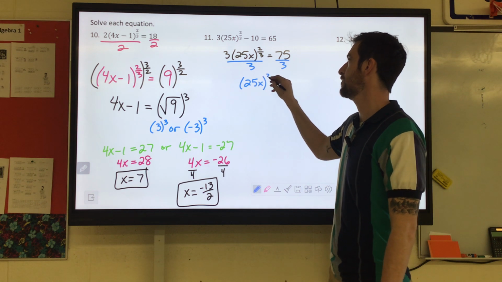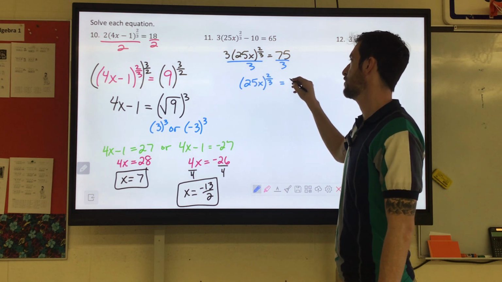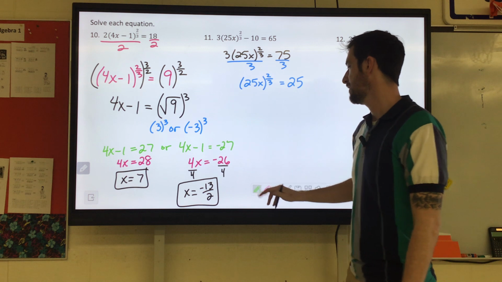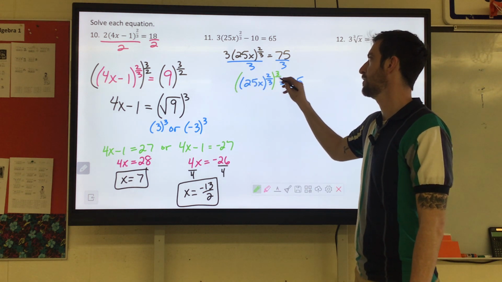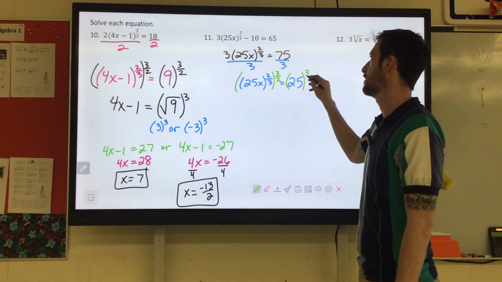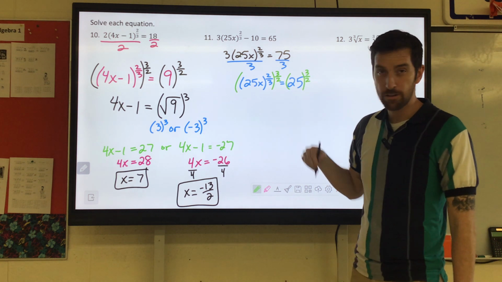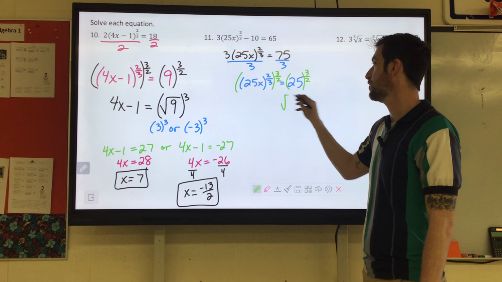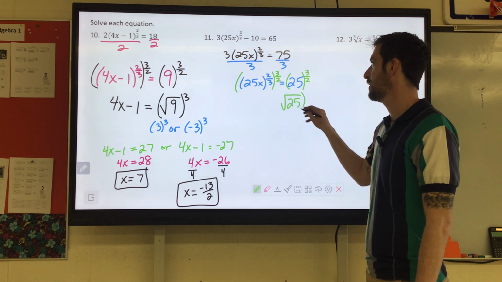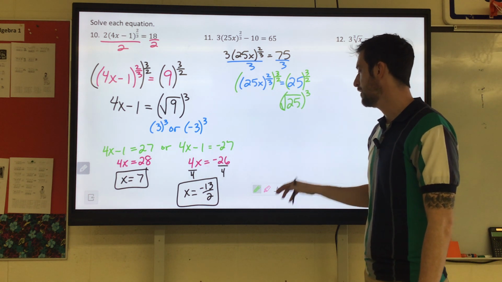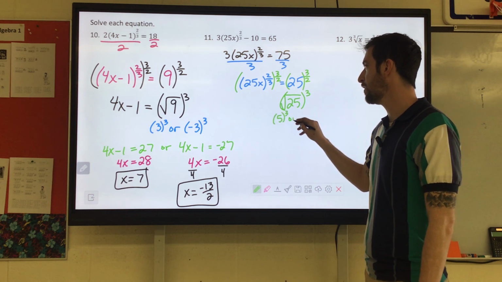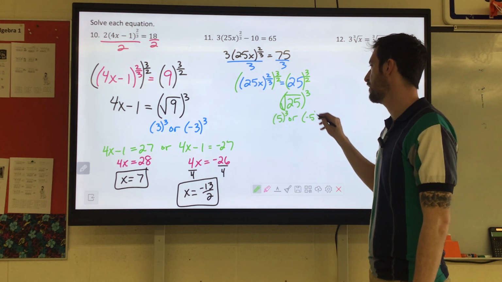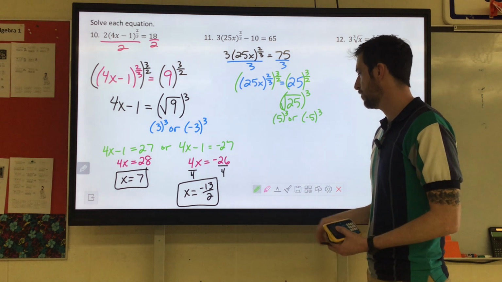25x to the 2/3 equals 25. And then we use that reciprocal exponent, 3/2 on both sides. So when I'm doing 25 to the 3/2, again, we're doing the square root of 25 to the 3rd power. The square root of 25 could be 5, or could be -5. So we have to consider both of those equations.